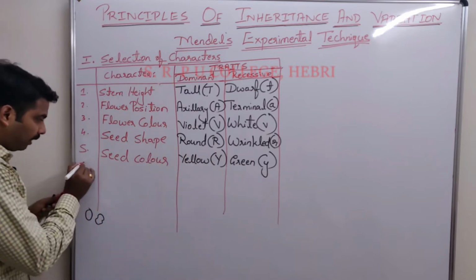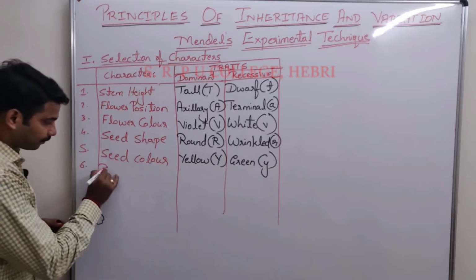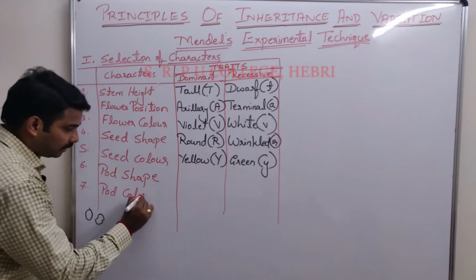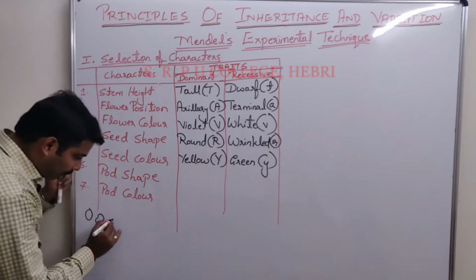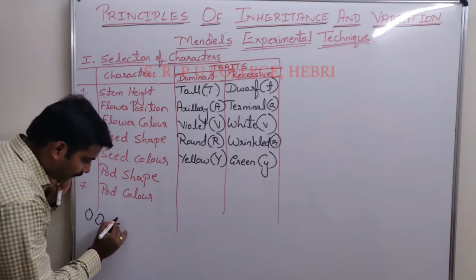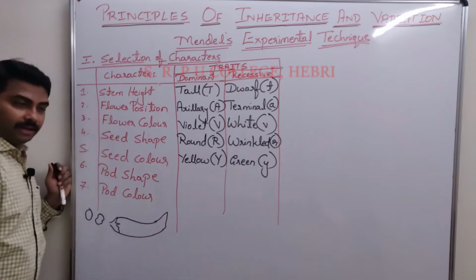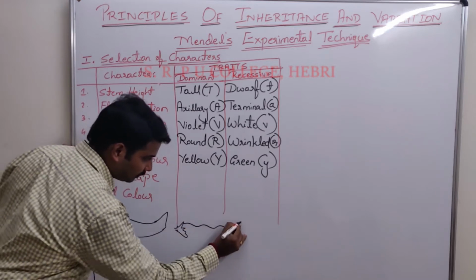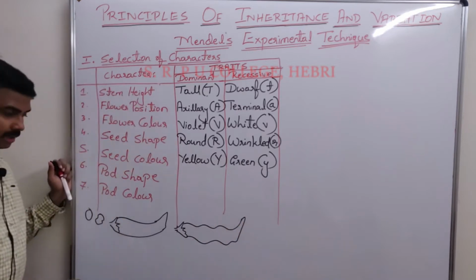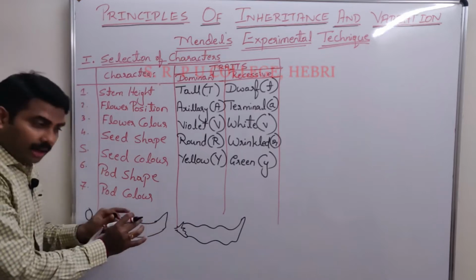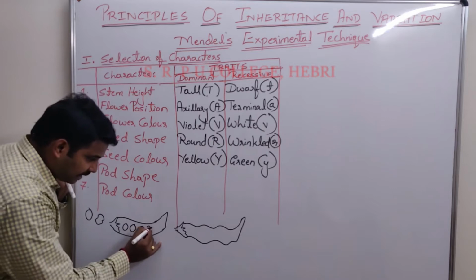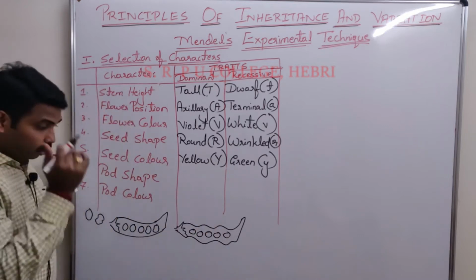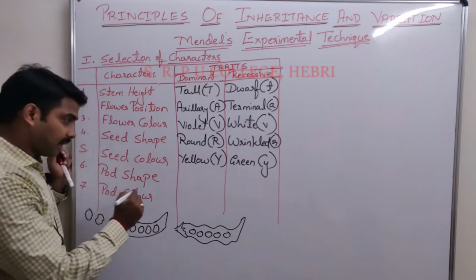Apart from that, the two more characters that he selected, one was pod shape, and the seventh one is pod color. Okay, pod shape. If you observe the pod, some were inflated. I am not drawing the chili here. I hope you are following, go through the NCERT diagram otherwise. In some, the pods were inflated. What is inside the pod? Seeds. Those seeds may be either round or wrinkled. Inside the pod, seed will be present. Hope you know that. If you observe the shape of the pod, some cases they are what?